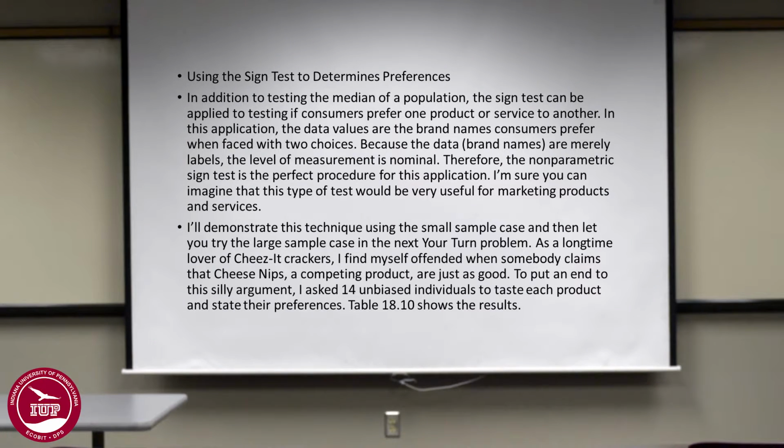We will demonstrate this technique using the small sample case and then let you try the larger sample case in the next Your Turn problem. As a longtime lover of Cheez-It crackers, I find myself offended when somebody claims that Cheez Nip, a competing product, is just as good. To put an end to this silly argument, I asked 14 unbiased individuals to test each product and state their preferences. Table 18.10 shows the result.